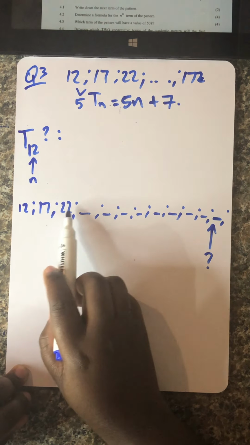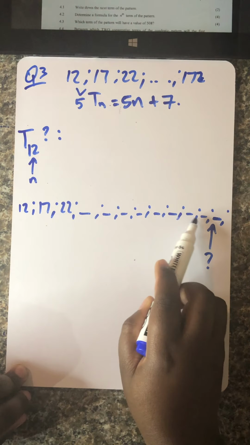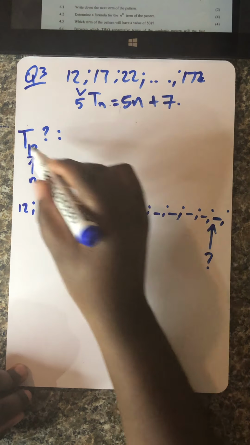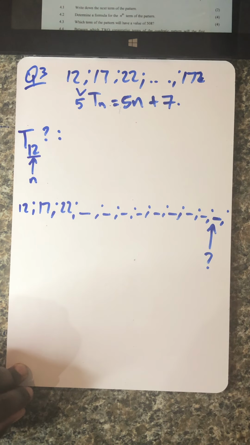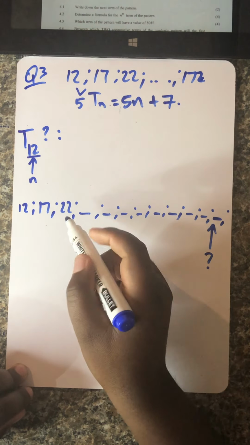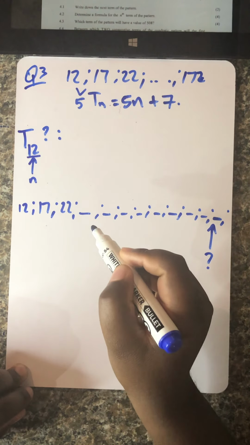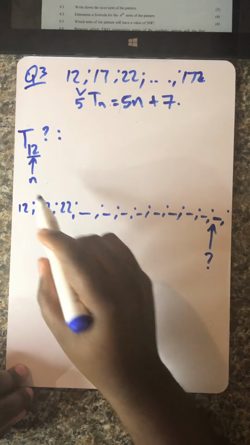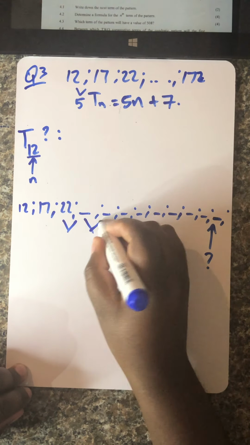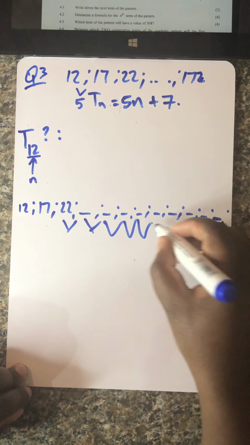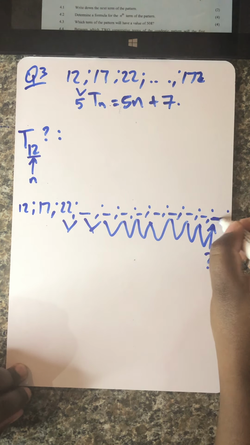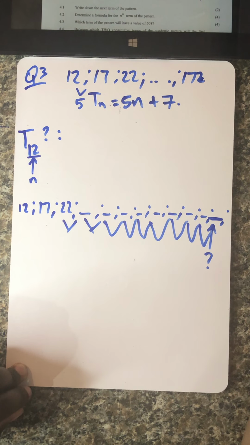So we've got 1, 2, 3, 4, 5, 6, 7, 8, 9, 10, 11, and 12. They want you to tell them what is the number for term number 12. Just like if the question said T3, they're asking what is the number of term 3, which is 22. So now they're saying what is the number on term 12, which is that one there. If we just continue adding by 5, again and again, we are going to get the number for term 12. I hope you understand, guys.